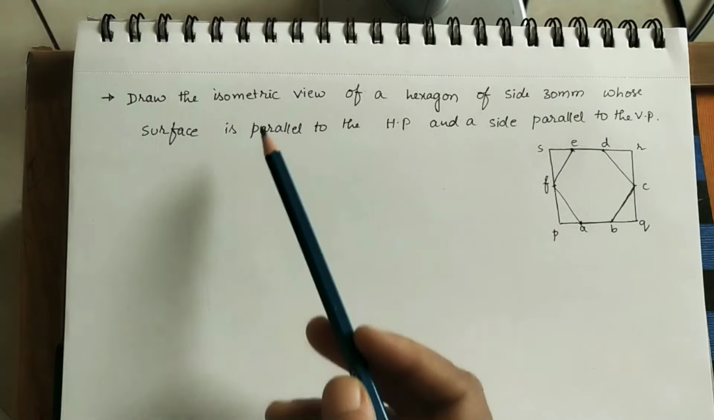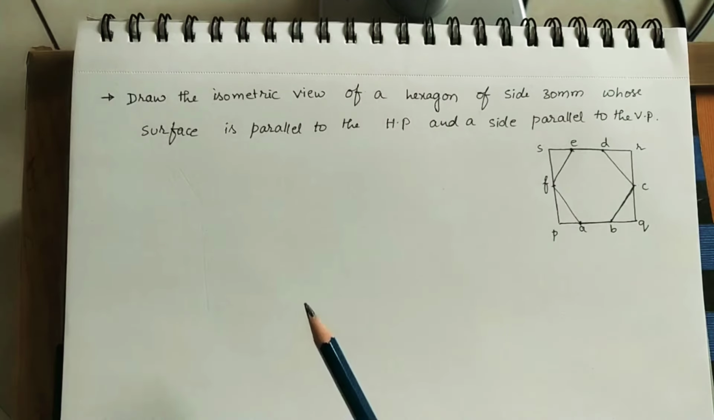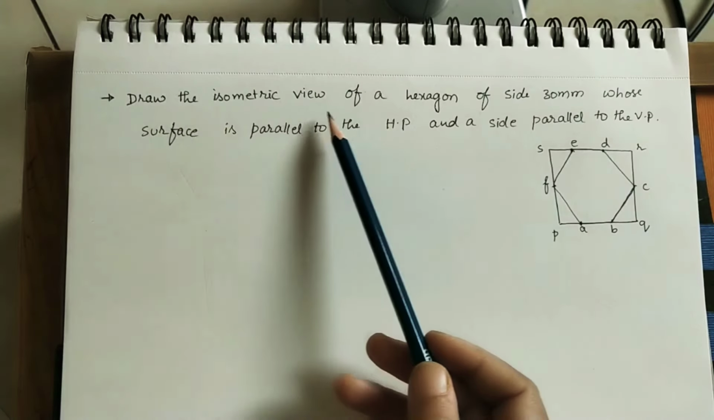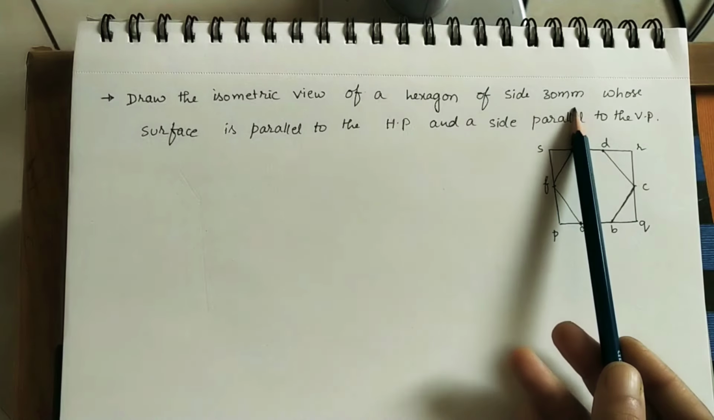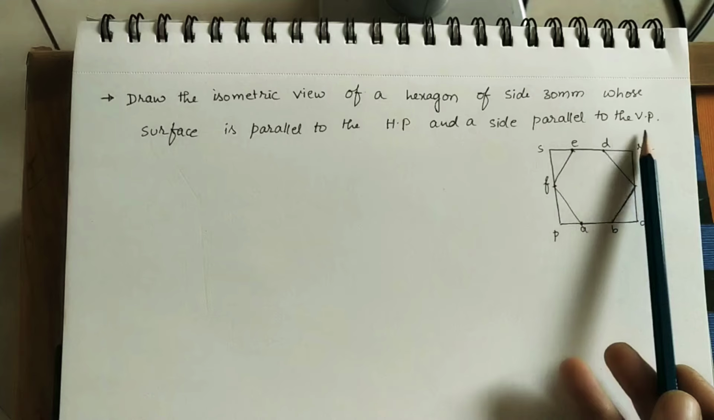Let us discuss how to do the isometric view of a given polygon. Here the given polygon is a hexagon. Let us take the given data. Draw the isometric view of a hexagon of side 30 mm whose surface is parallel to the HP and a side parallel to the VP.